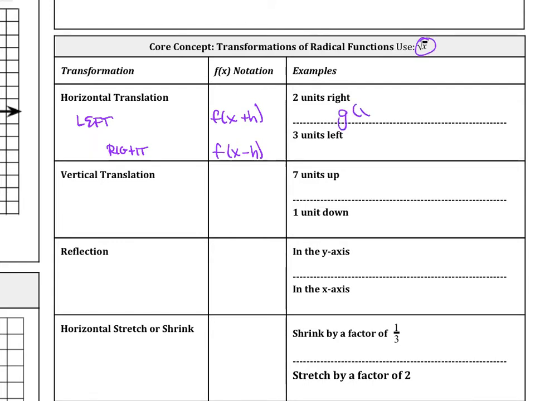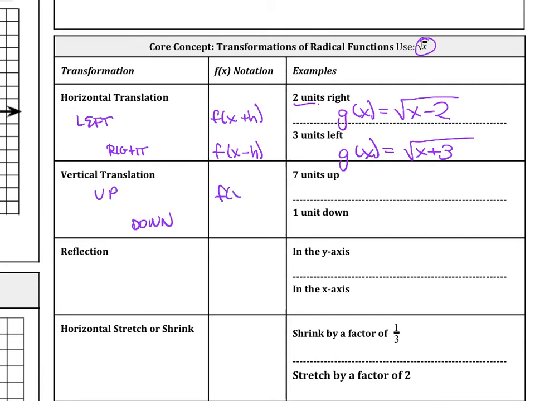So this is going to be g of x equals the square root of x. And what sign is it if it's going to the right? To the right is going to be a -2. If we're going to the left, that means it's square root of x +3. Left means +3.